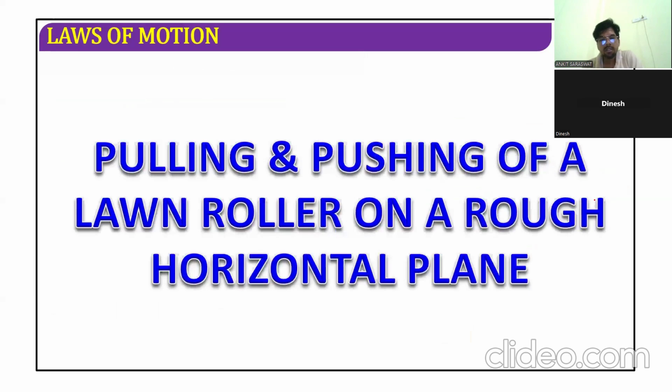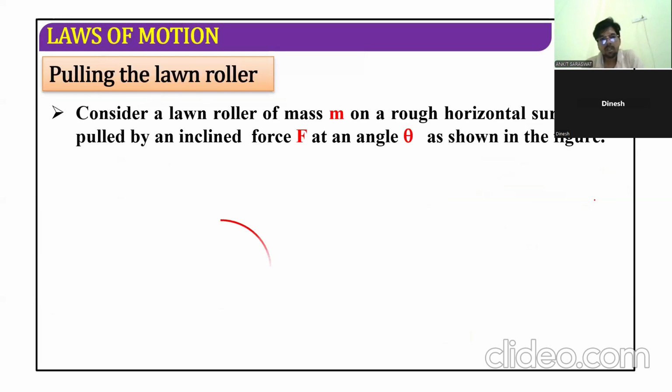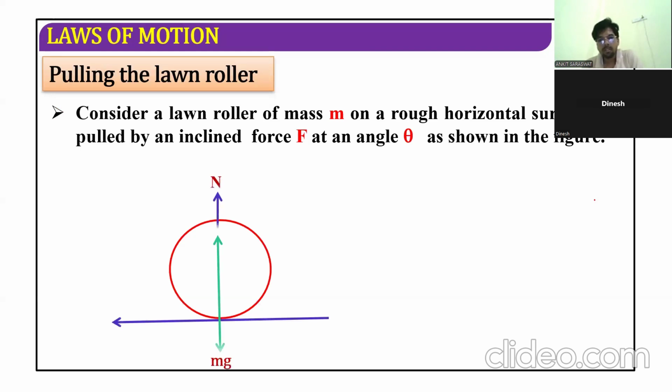Okay, sir. Now this is very important. Pulling and pushing of a lawn roller on a rough horizontal surface. Lawn roller, you know, roller. So consider a lawn roller of mass M on a rough horizontal surface, pulled by an inclined plane like this, at an angle theta.